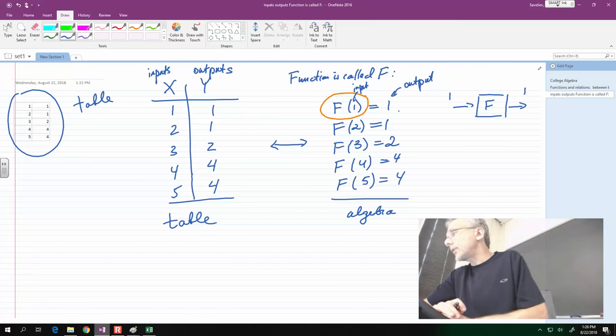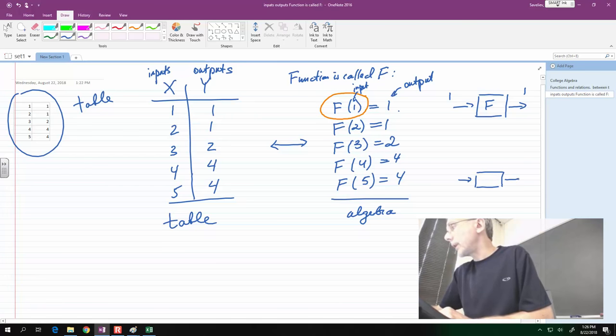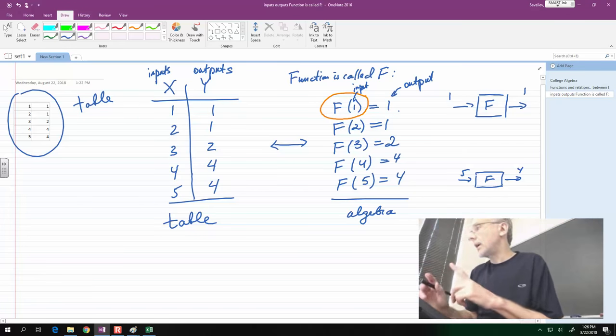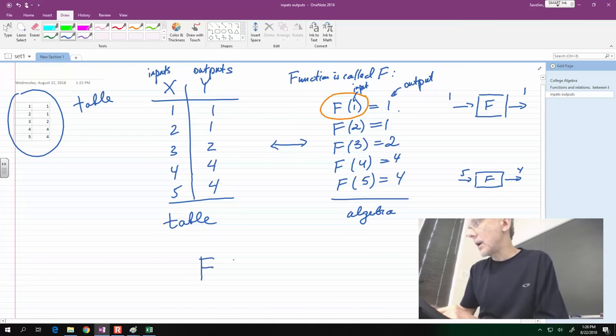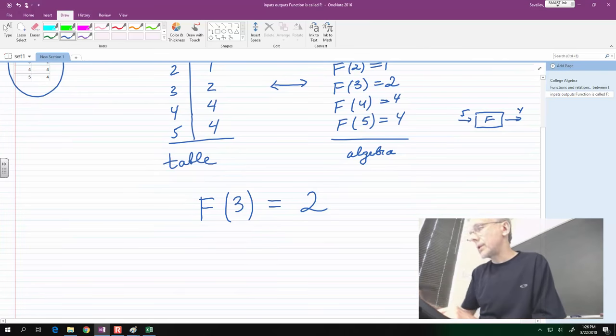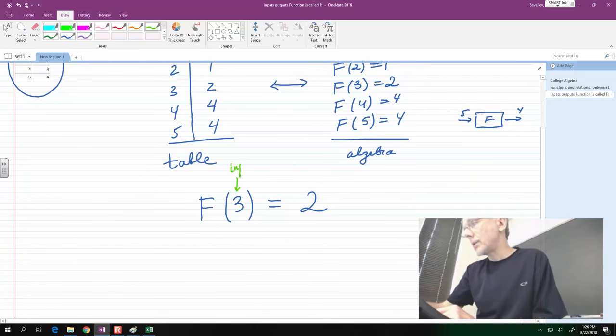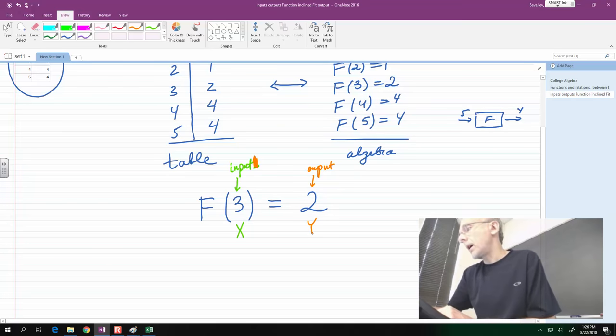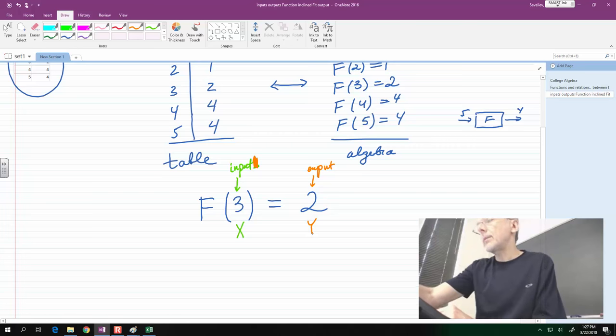Okay, so once again, let me do one more example of this. So like the third or fourth way to visualize this, input 5, output 4. Okay, so let's take a careful look at the notation. So f of, say, 3 is equal to 2. Okay, so let me point out what this is. So once again, this is the input. So that, remember, what we call that set X. Then we have the output, Y. And F is simply the name of the function.